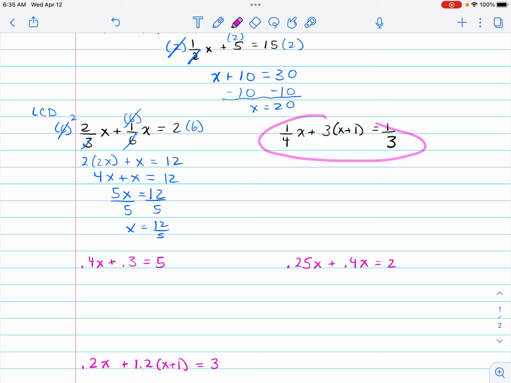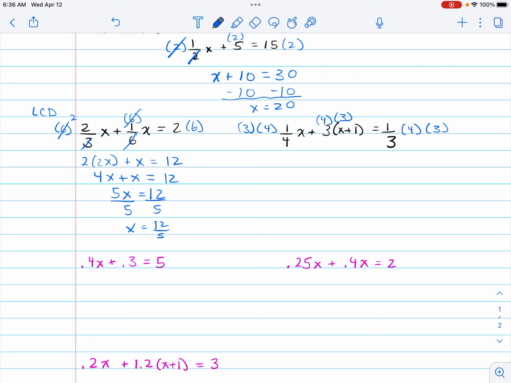We have 1/4 x plus 3 times x plus 1 equals 3. Now, what I want to do is get rid of that 4 in the denominator. So let me just multiply through by 4. I multiply every term by 4. Now that will get rid of the 4, but it won't get rid of this 3 over here. So I need to also multiply by 3. Okay, so here I go. I want to multiply by 3. In other words, what it amounts to is I'm multiplying through by 12.